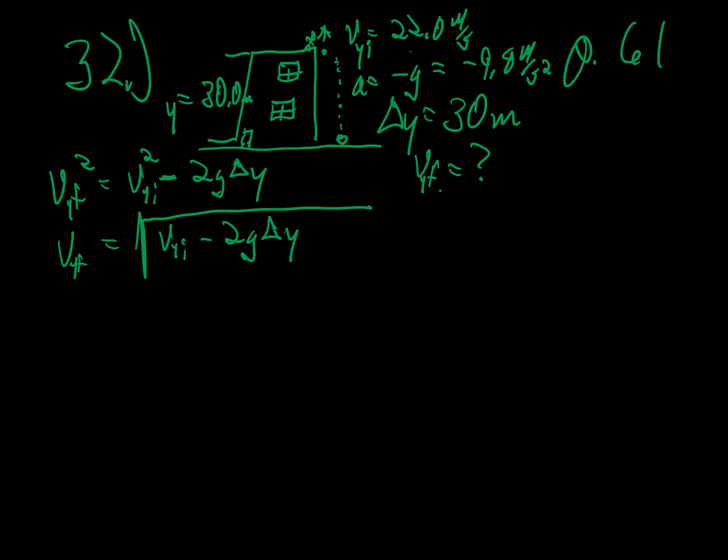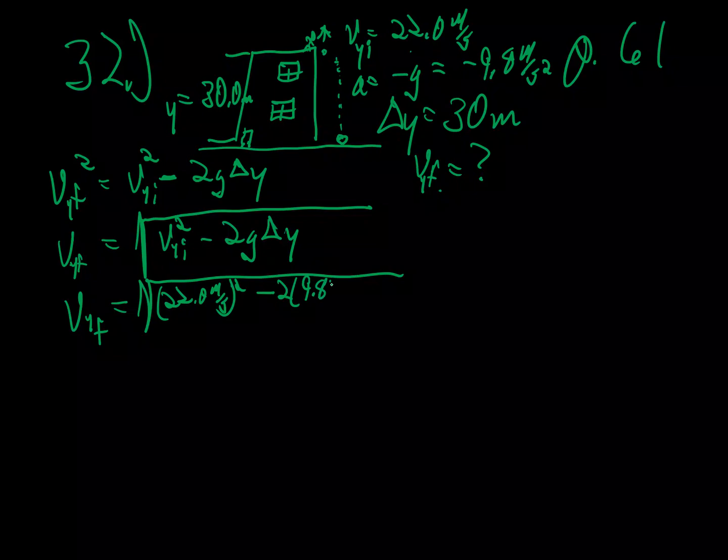Okay, now let's just plug everything in. So Vy final is equal to the square root of, and that was squared. So the initial is what? 22 meters per second, and that's squared. Now watch very closely. Minus 2 times, now I'm not going to put a negative in, I've already got the negative 9.8 meters per second squared.